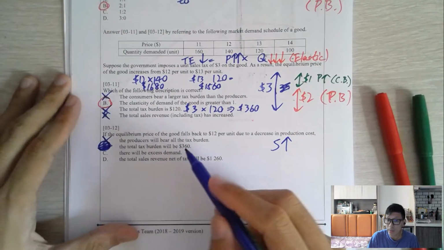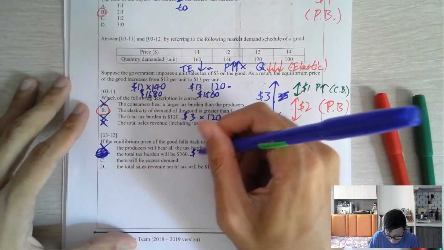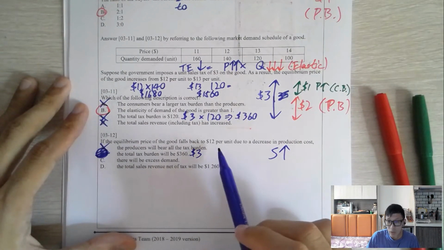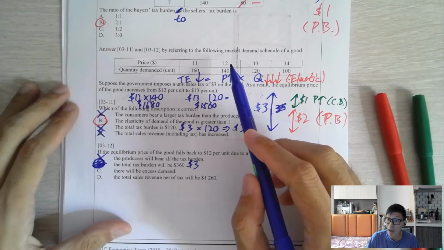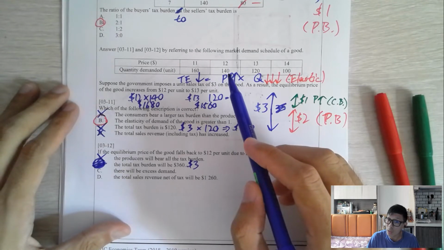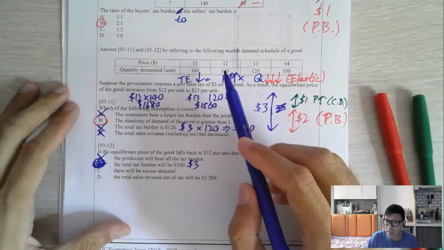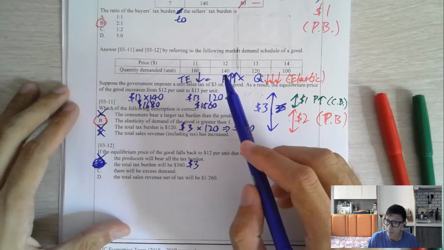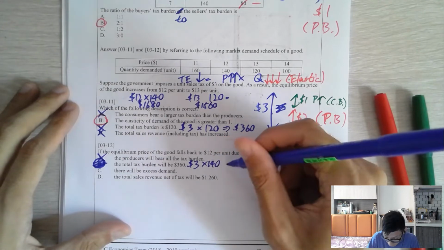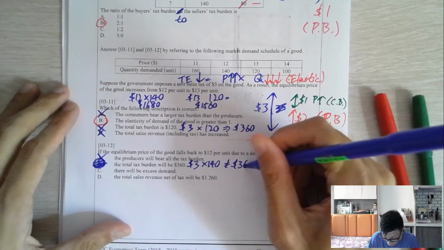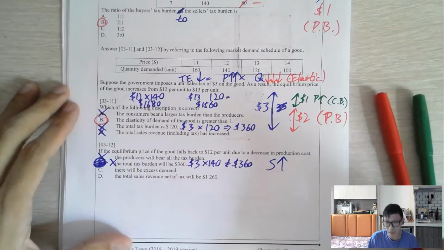好啦，tax burden, how do we calculate? $3. If it drops back to 12 units, $12, the number of units sold would be 140. 係咪？而家彈翻 equilibrium 彈翻12啊嘛。Okay, QD equals to QS equals to 140. This is definitely not 360. Okay, so B is also not correct.